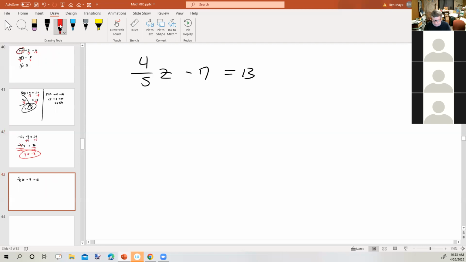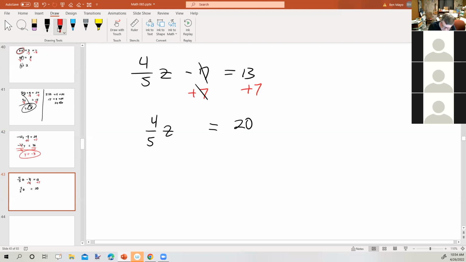Isolate the variable term. Go ahead, Brandon. You going to say something? Oh, okay. So we would add 7 to both sides of the equation. 4/5 z equals 20. So we've isolated the variable term.